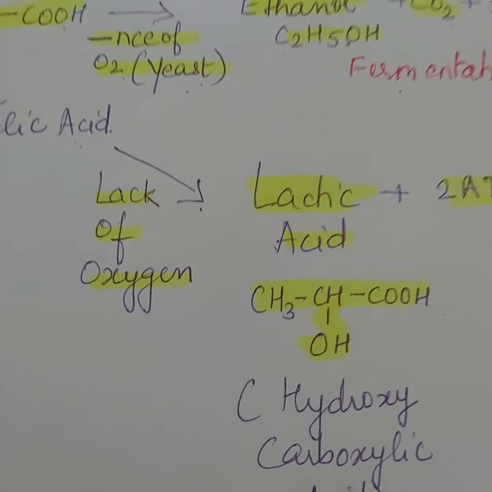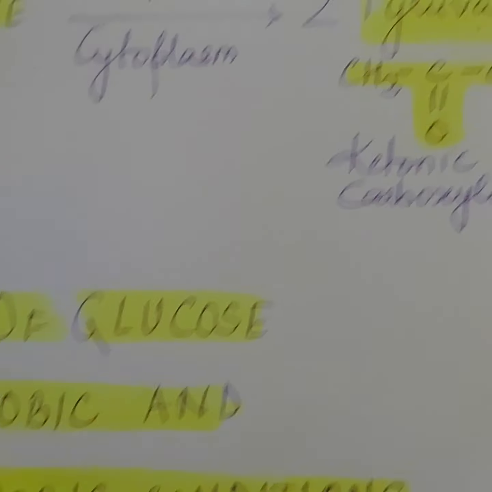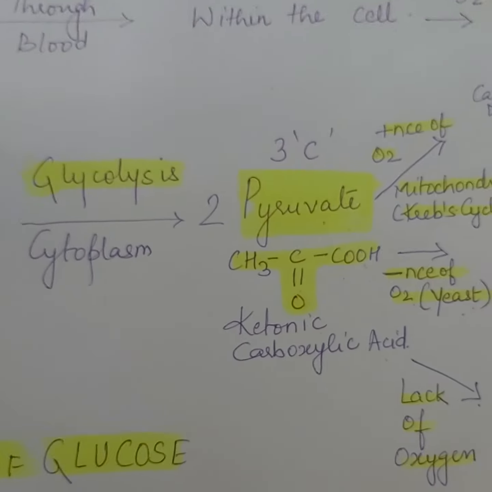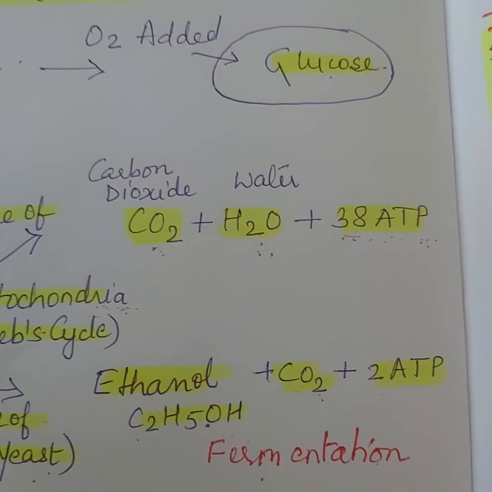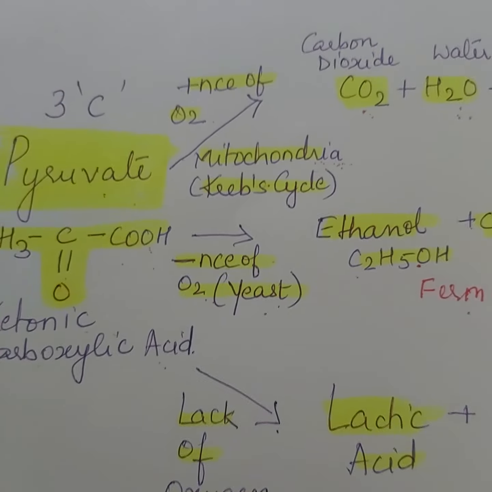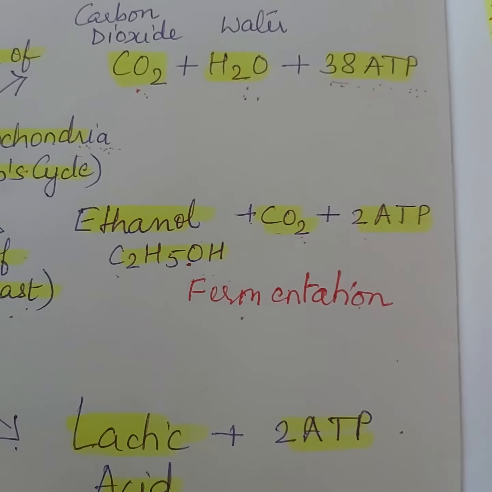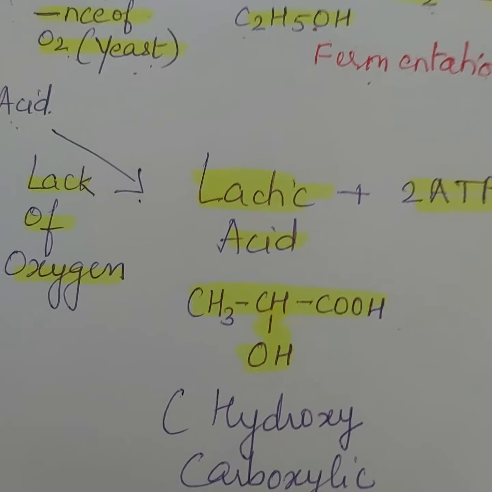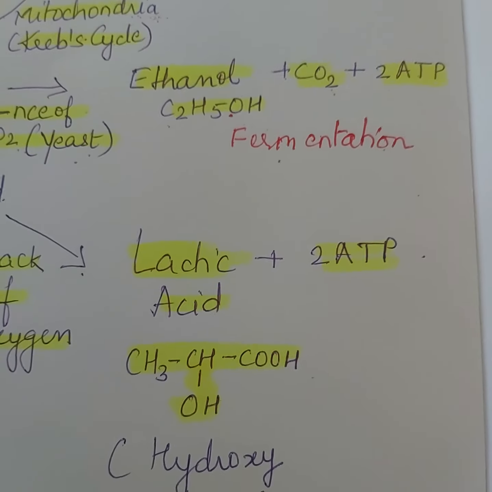So you have learned today the fate of glucose in aerobic and anaerobic conditions. This is just a summary of the reactions, children. Glucose, glycolysis, pyruvate. In presence of oxygen, end products CO2, water, 38 ATP. In absence of oxygen, in organisms like yeast, fermentation will take place, ethanol, CO2 and 2 ATP. And in lack of oxygen, the pyruvate will be incompletely converted to lactic acid with 2 ATP energy.